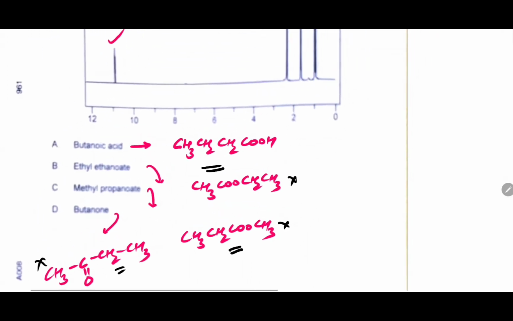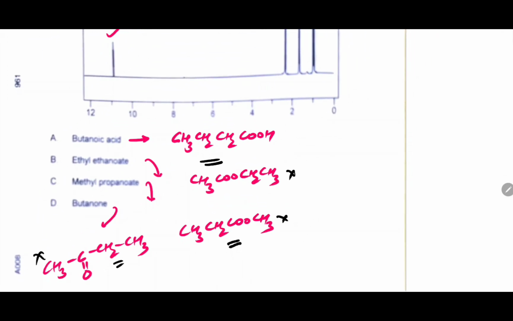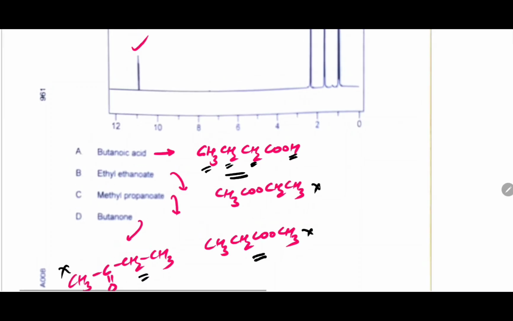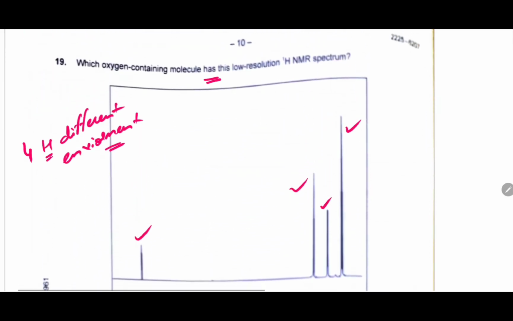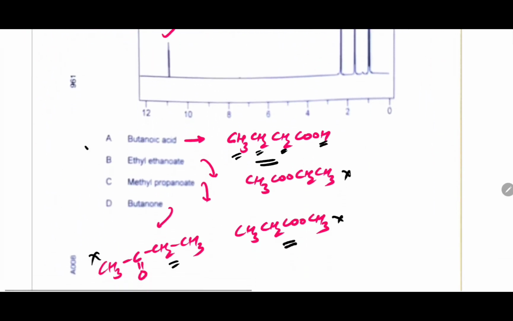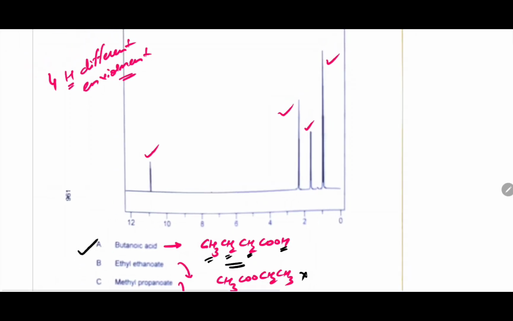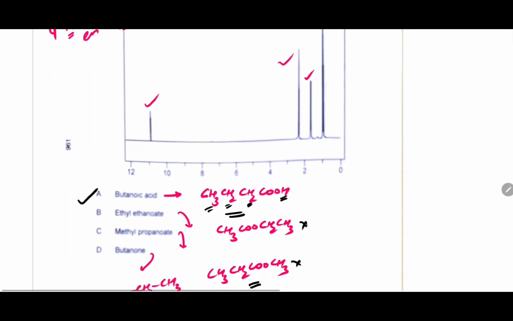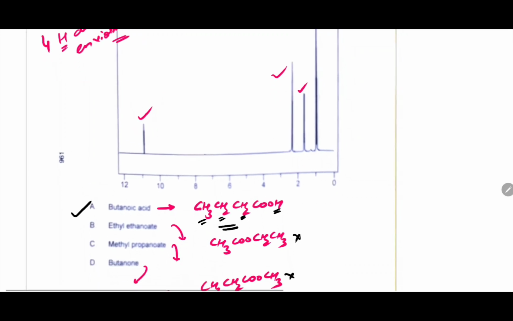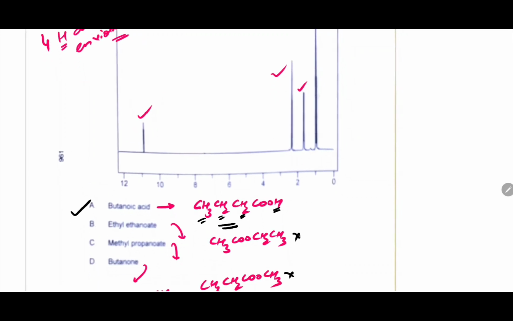The simplest answer for this question is butanoic acid, since it has 4 different environments, one for this proton, one for this proton, one for this, and one for this. 4 different protons in 4 different environments. Hence, the answer is butanoic acid, because this can form these 4 different spectral lines. All the 4 spectral lines will be formed by butanoic acid only.